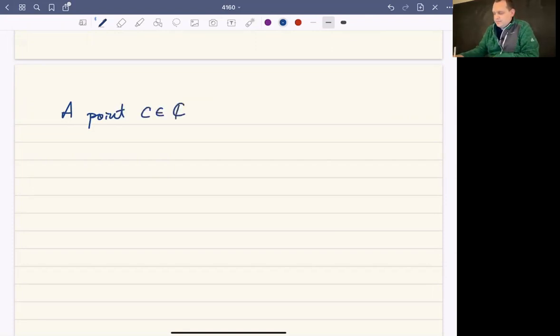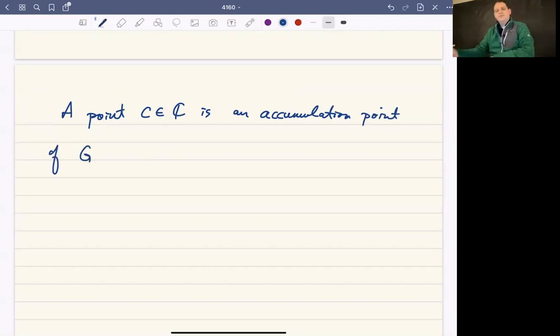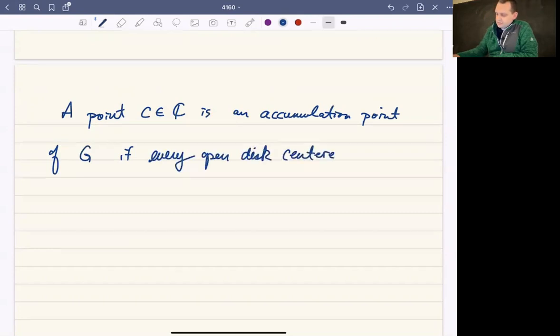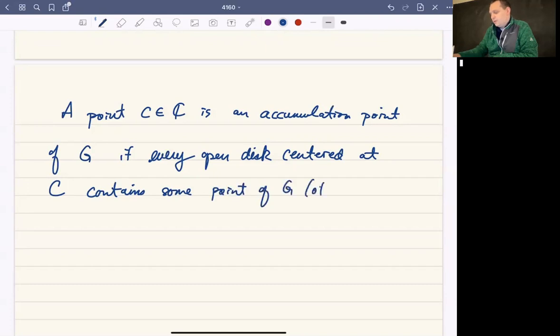A point C in the complex plane is an accumulation point of our set G. So a point is going to be called an accumulation point of G if every open disk centered at C contains some point of G other than C itself.